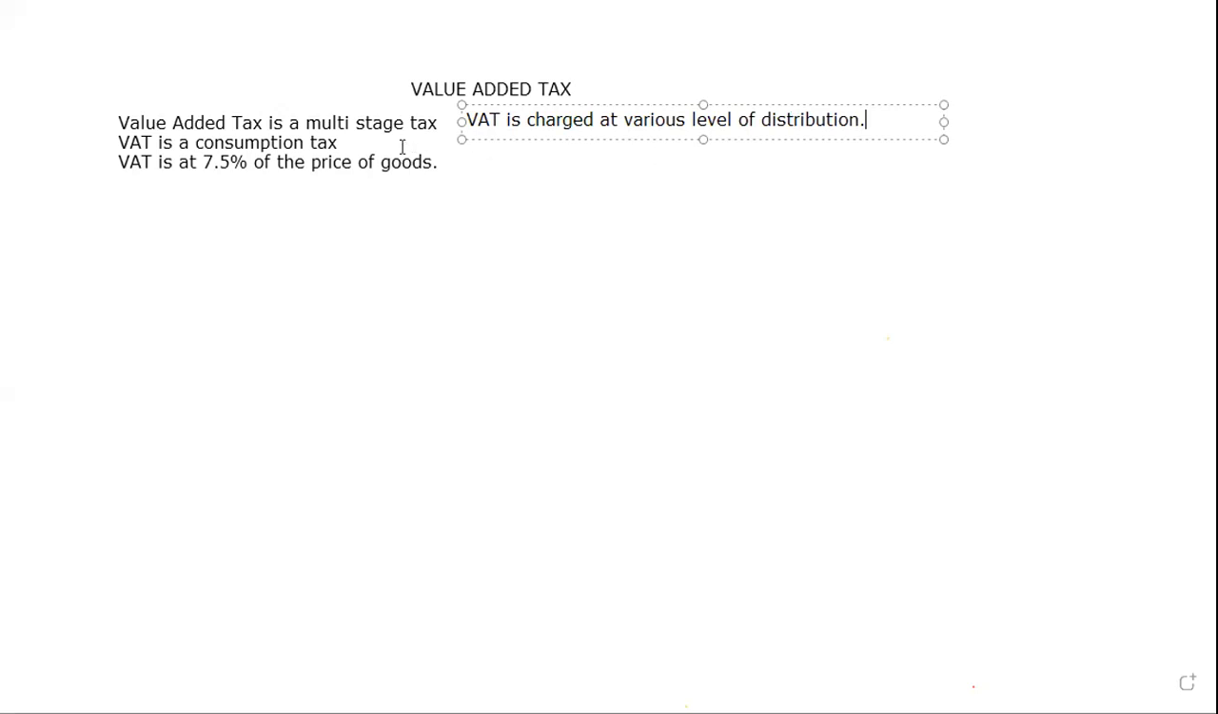The second thing about consumption taxes, it is borne by the final consumer. That's the next thing you need to know, that it is borne by the final consumer. And third is the standard rate. It was formerly 5%, but now it is 7.5%.